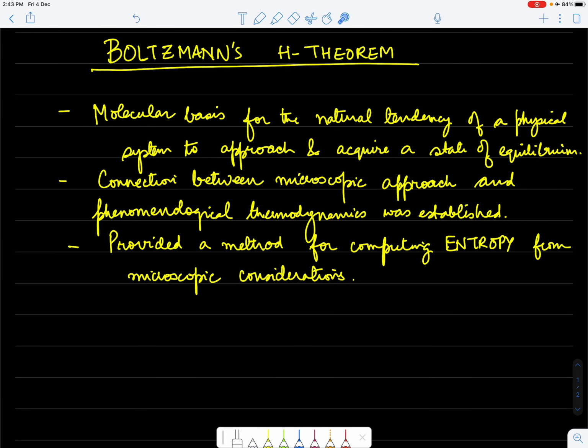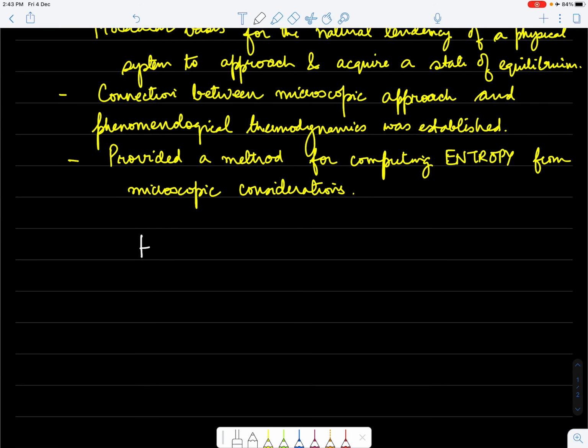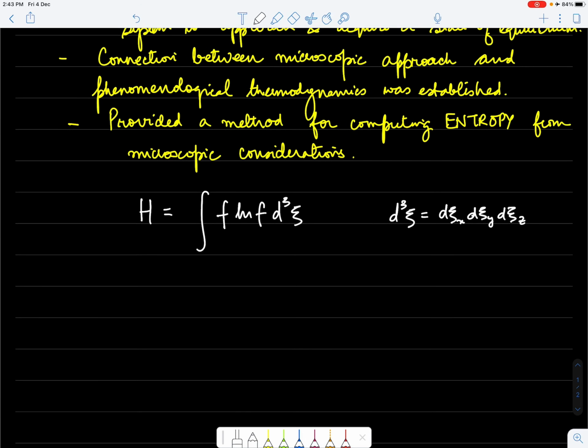Finally, it also provided a method for computing entropy from microscopic considerations. So this is essentially what we will look at in today's lecture. Now, we begin by first defining what this function H is. So function H is actually the integral of f log f over the velocity space, where I'm going to write d3 xi as d xi x, d xi y, d xi z. So that's basically a volume element in the xi space.